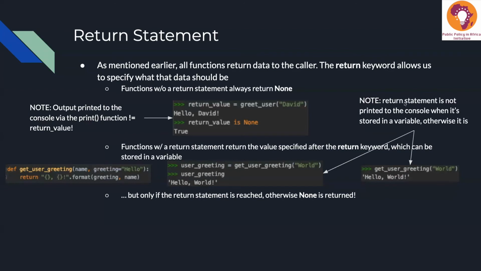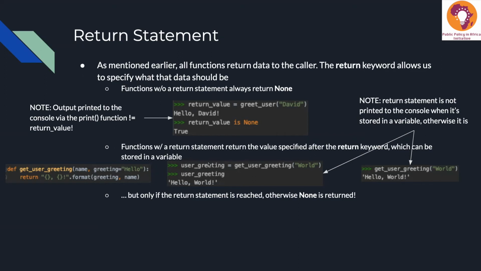So note that the return statement is not printed to the console when it's stored in a variable. Otherwise it is. This is only something that happens in the REPL environment. Within the REPL environment, if I call get user greeting without assigning the response of that function to another variable, it's going to output that to the console just because it needs to return it somewhere, and that's just how it works in the REPL environment. This won't happen in your code if you don't assign a return value and you have this in an actual Python file or a Python script. You're not going to see this printed to the console, but just something to call out.